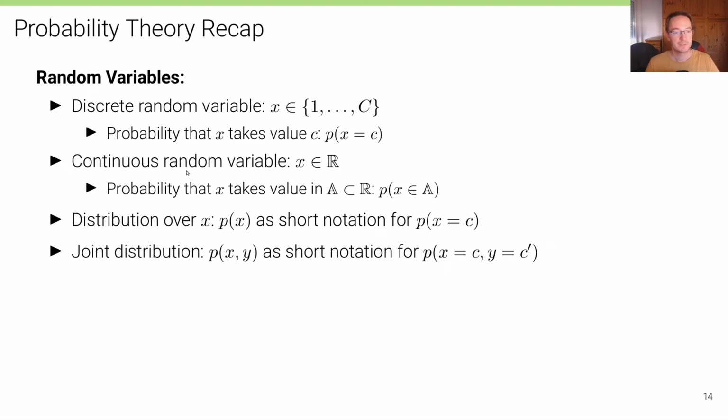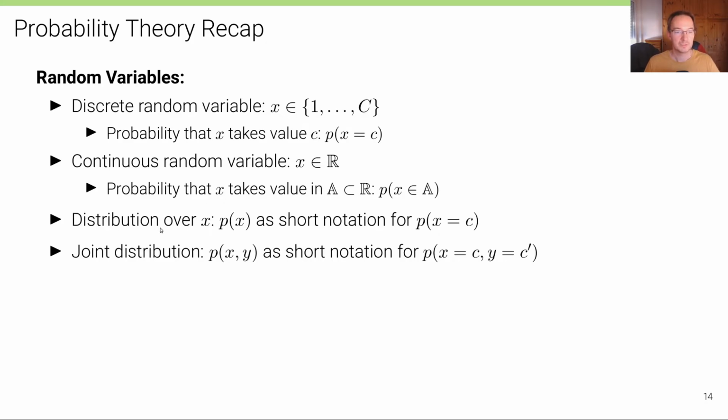And then we have continuous random variables. And in tracking, we most frequently consider continuous state spaces. It's not always true. There's also discrete versions of these filters, but in this unit, we are considering mostly continuous variables, so that's what's relevant here. And the probability that x takes a value in A is denoted as such, in a subset of the domain.